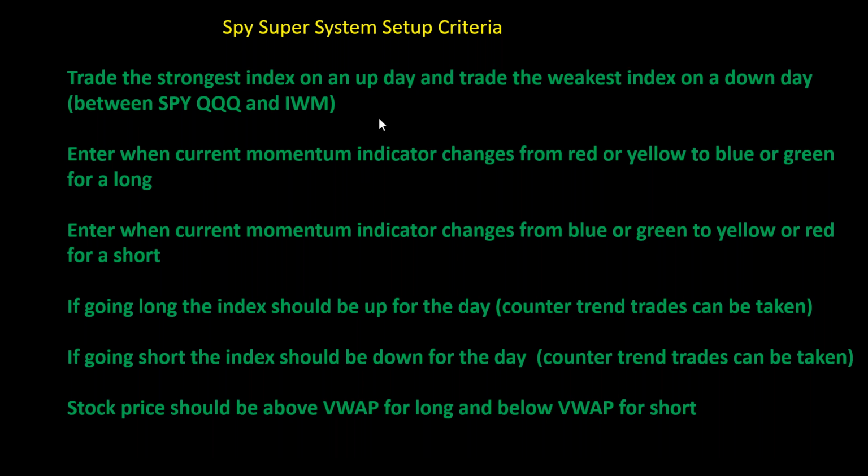Right, so the setup criteria for the SPY super system, this is the setup criteria. We're going to be looking at, again, the SPYs, the Qs, and the IWM. So we're going to trade the strongest index on an up day and trade the weakest index on a down day. This is fairly general, but if we've got a bullish market trend and we're looking at the SPYs, the Qs, and the IWM, the one that likely we're going to trade will be the one that's up the most for the day, biggest percentage gain.